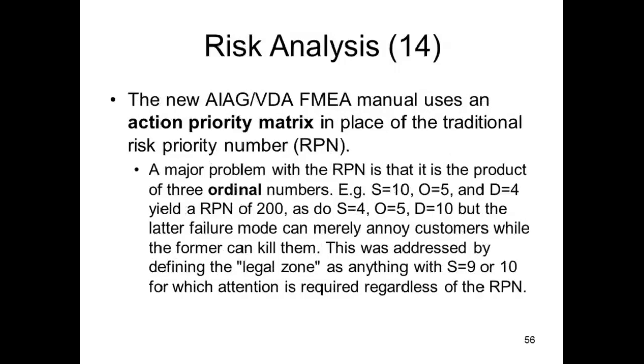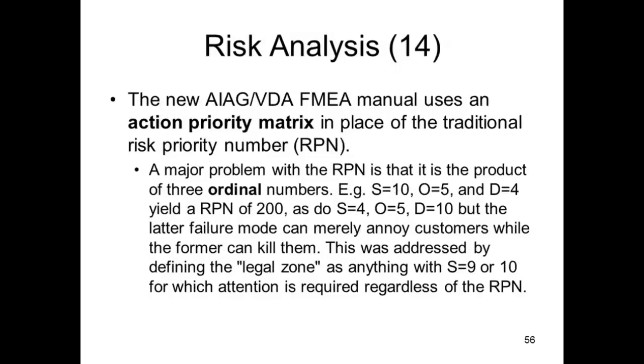The new AIAG FMEA manual uses an action priority matrix instead of the risk priority number. I believe the handout cites Donald Wheeler's problems with risk priority numbers from back in 2011. He pointed out, among other things, that the risk priority number is the product of 3 ordinal numbers.